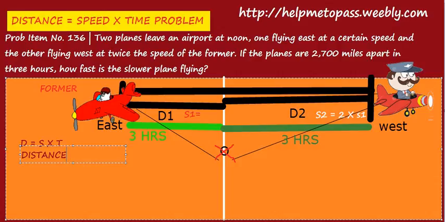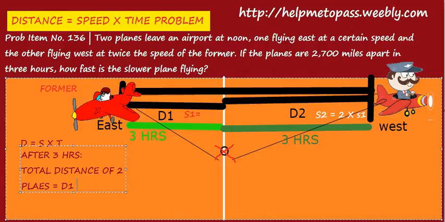Let's consider the total distance between the planes after 3 hours. The total distance of the two planes is equal to the distance of the first plane from the origin plus the distance of the second plane. Can you follow?